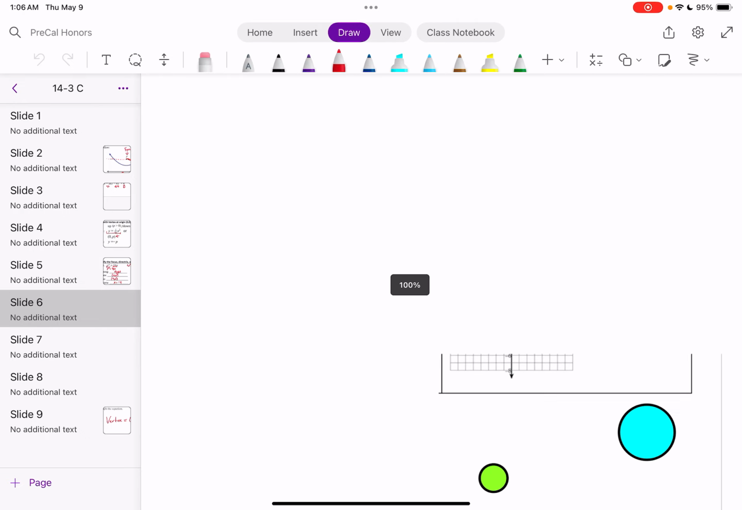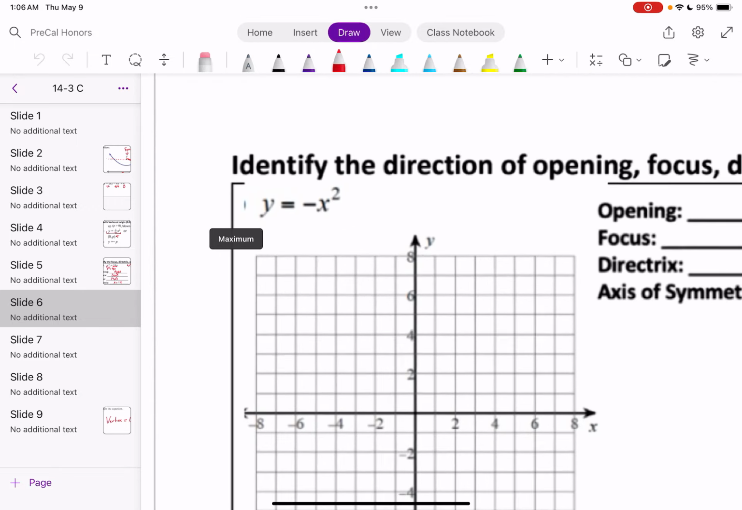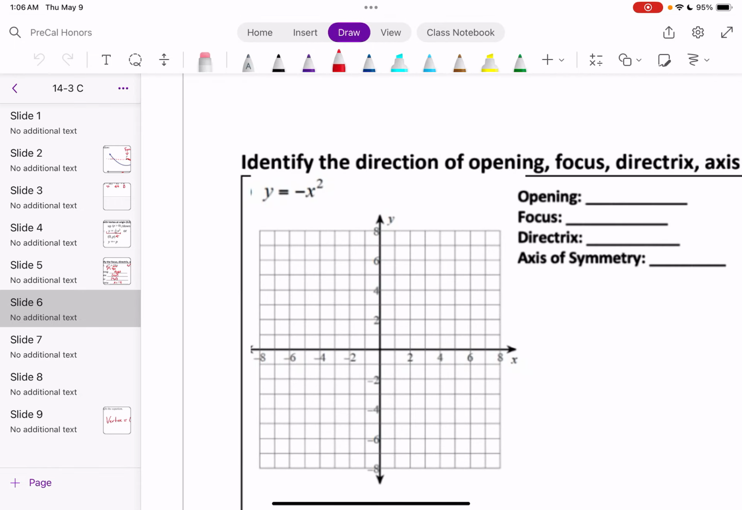Let's go ahead and take a look at slide 6. In slide 6, once again, we are taking a look at our equation. It says y is equal to -x squared. Now, in this case, we're going to want to grab that negative and move it to the left-hand side. So this is going to look as -y is equal to x squared. Now, this is going to tell us whether it would be up or down.